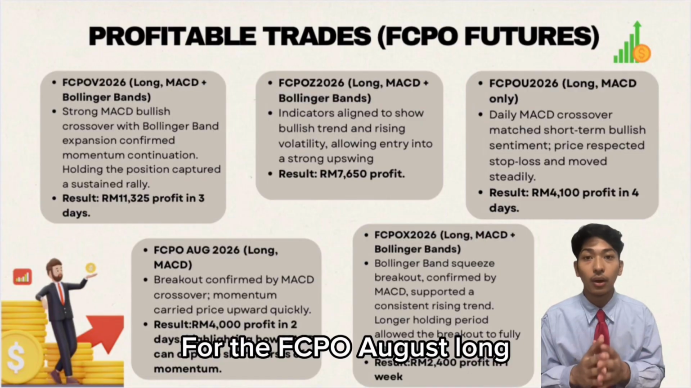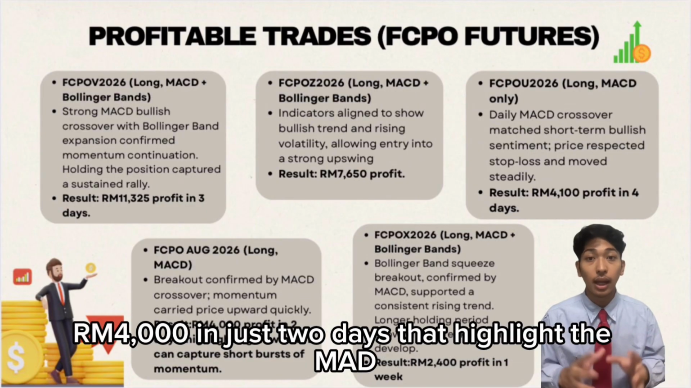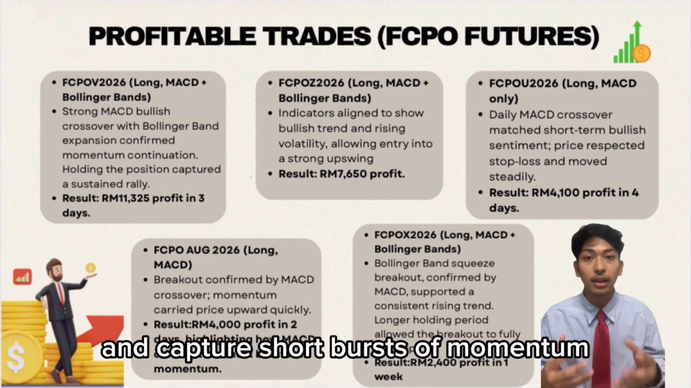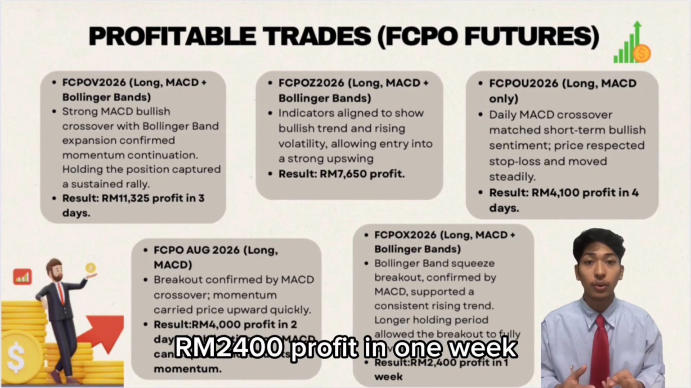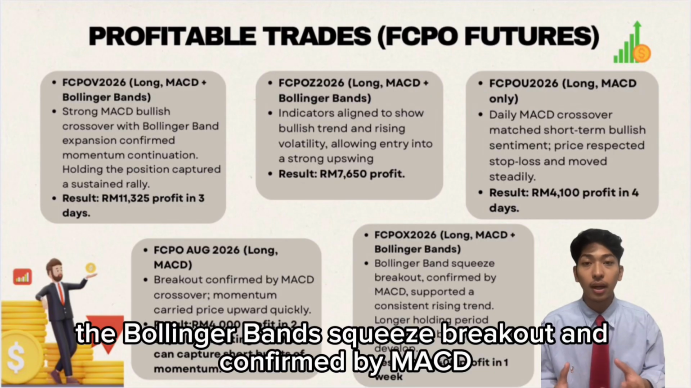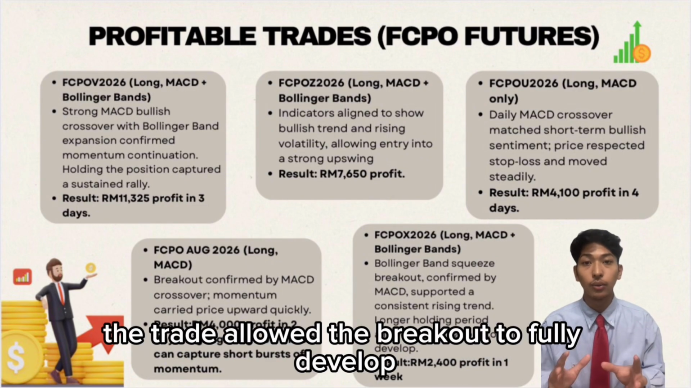For the FCPO August long, we based on MACD breakout that earned RM 4,000 in just 2 days, which highlights the MACD and captures short bursts of momentum. Okay, for the FCPOX, we long using MACD and Bollinger Bands that achieved RM 2,400 profit in 1 week. The Bollinger Bands squeeze breakout was confirmed by MACD and supported a consistent rising trend, and patience in holding the trade allowed the breakout to fully develop.